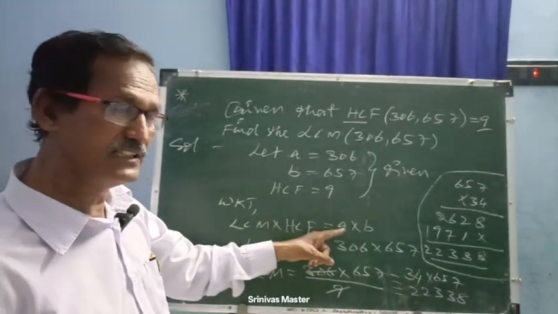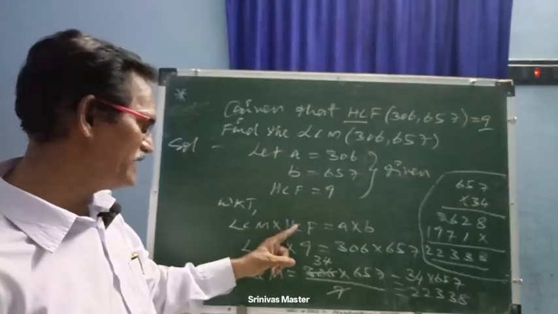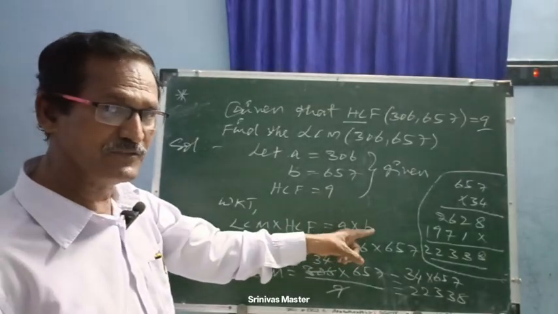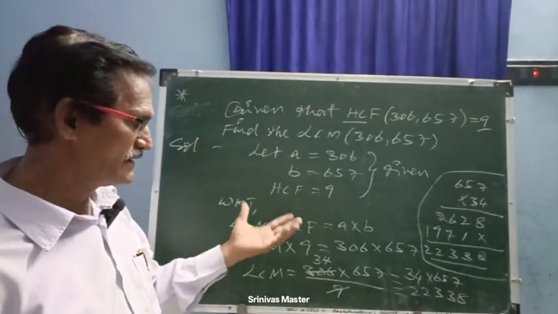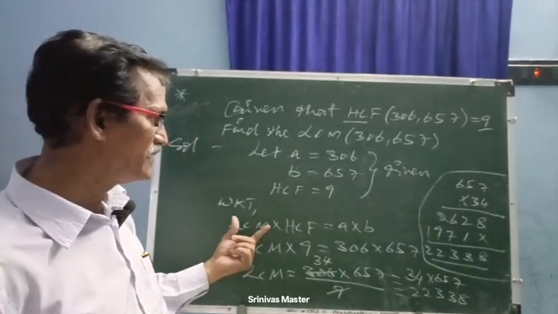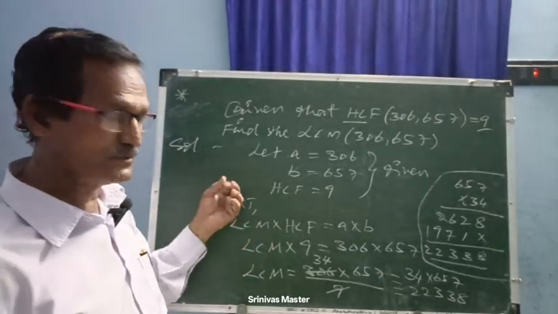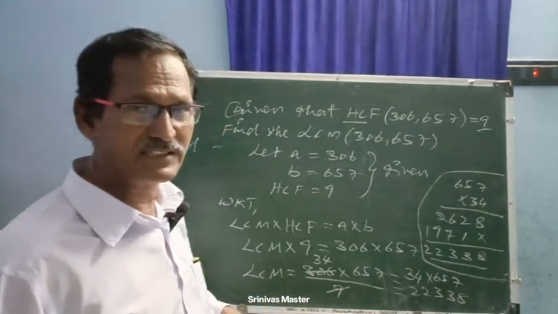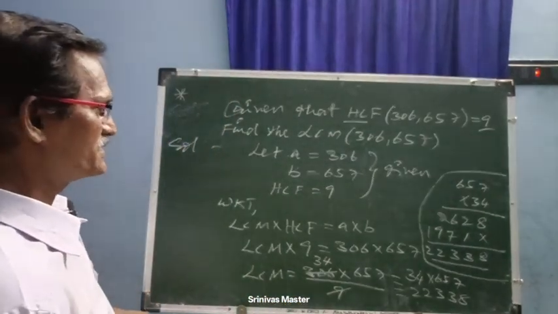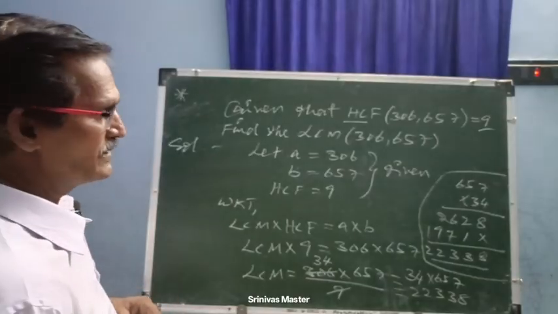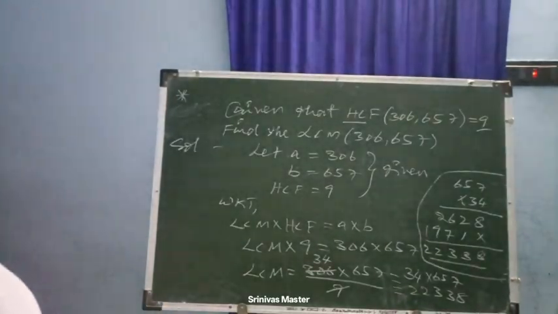If you want only the A value, it is LCM into HCF by B. If you want the B value, it is LCM into HCF by A. So according to the auxiliary formulas, whatever number is missing, by using this formula we can definitely get it. Regarding these real numbers, this is one of the most important problems. So practice carefully.